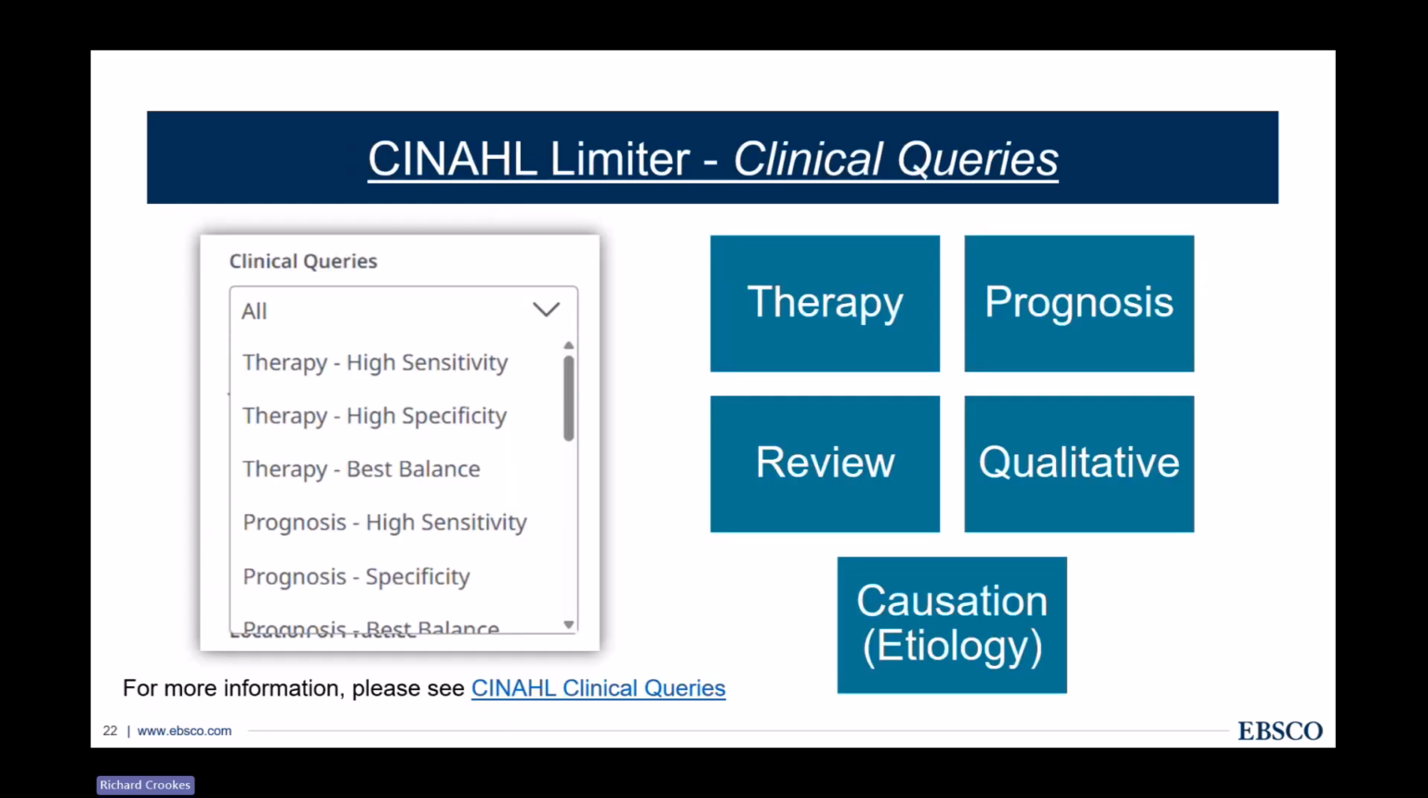So we have clinical queries filter. Again, another way to quickly filter results in relation to various research areas. So for CINAHL, it's therapy, prognosis, review, or qualitative research, or etiology. And for each of these research areas, there's also the high sensitivity, which is the broadest search, which would include all relevant material, high specificity, which is the most targeted search, and then the best balance between the two.